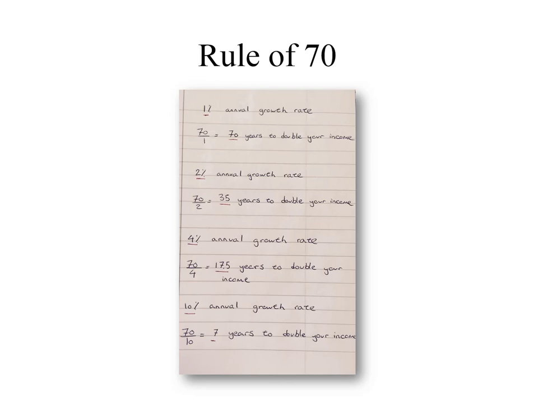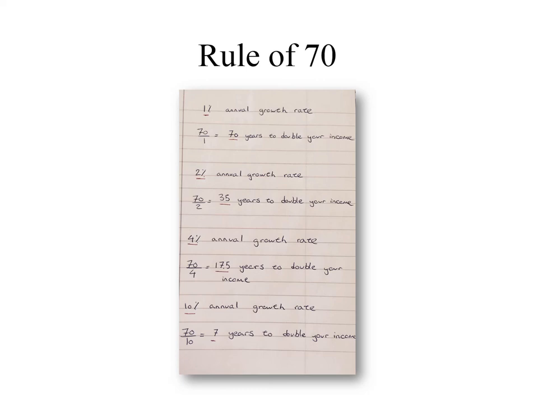If you're growing by 2%, you divide 70 by 2. You get 35 years. If you grow by 4%, you divide 70 by 4, it takes about 18 years. Now, China. If you grow by 10% per year, you divide 70 by 10, it just takes you 7 years to double your income. Impressive, right? So the next time you see the growth rate of any country, you divide 70 by that growth rate and you can tell how long it takes for that economy to double its income.